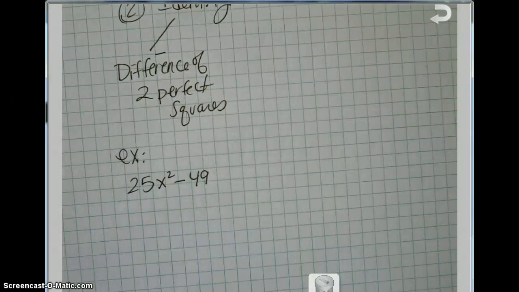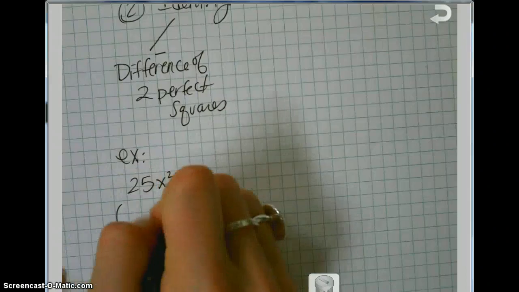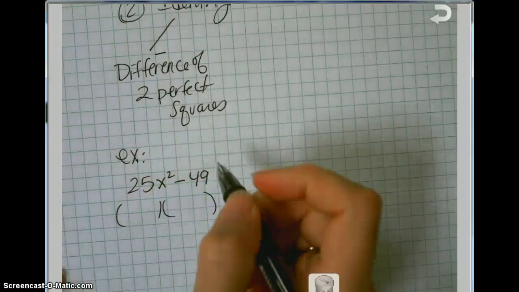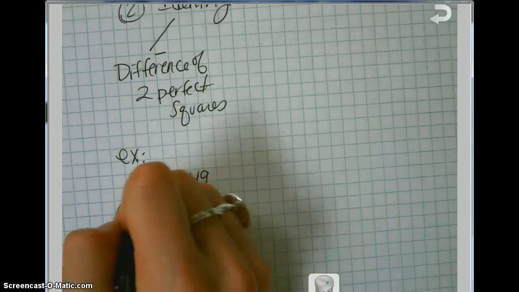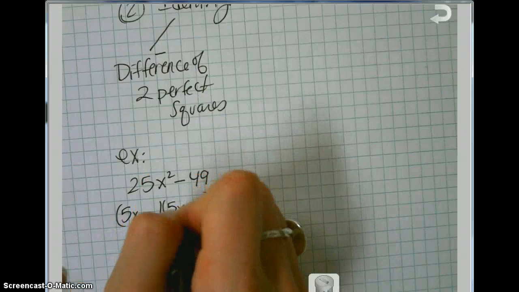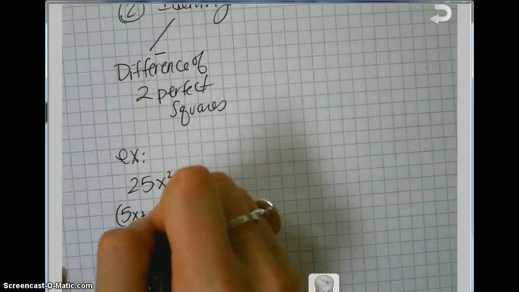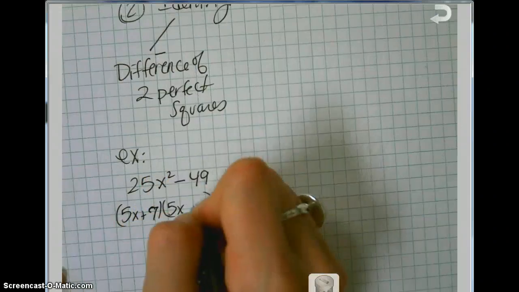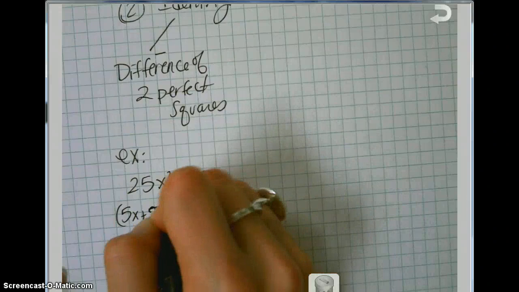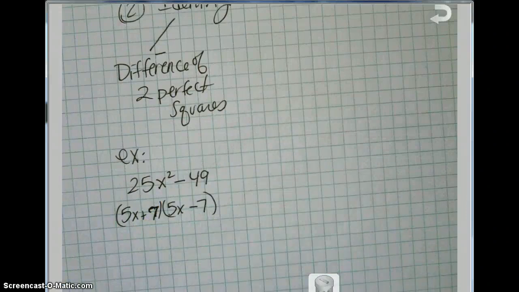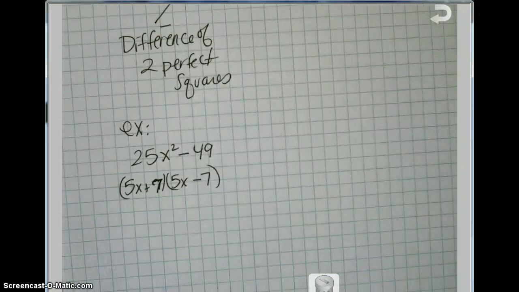Well, how do you factor those? Factoring means break it up into items that, when you find their product, go back to your original problem. If you see there's a difference between two perfect squares, you take the square root of each, put one as a plus and one as a minus. So that's a 7 there. So 5x plus 7 times 5x minus 7 should get you back to your original problem.